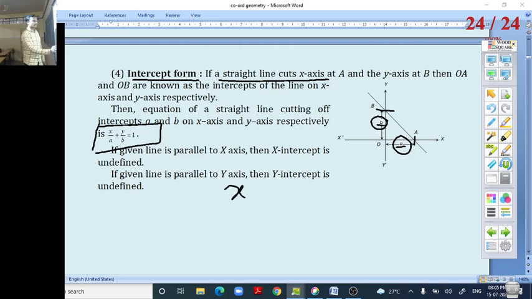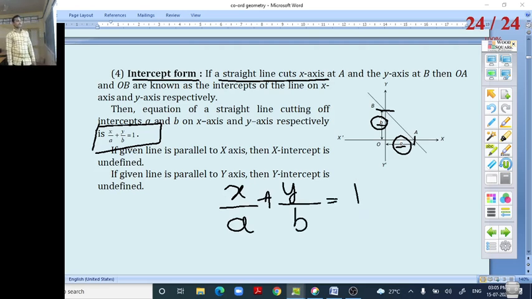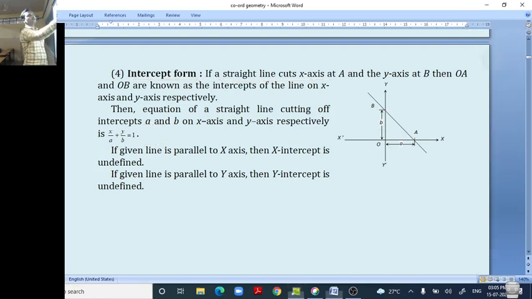equals 1. x by a plus y by b equals 1, where a is called the x-intercept and b is called the y-intercept of the line. We already heard this, and we already solved many theory problems based on it. Okay, so moving on.